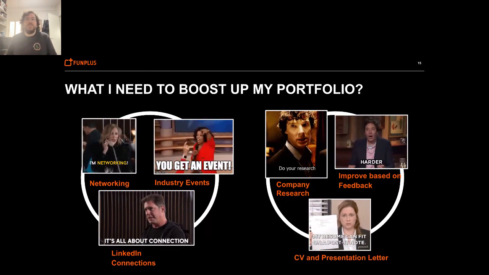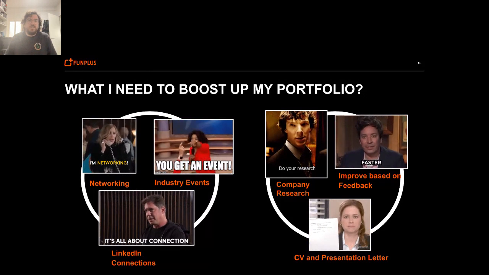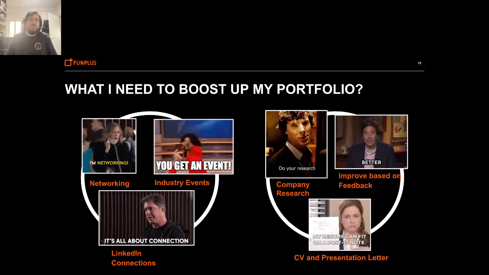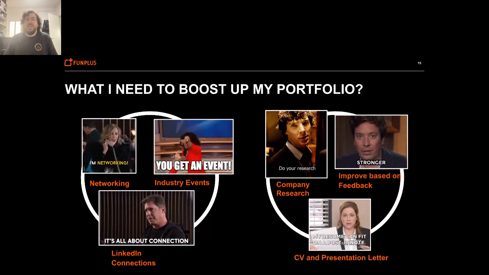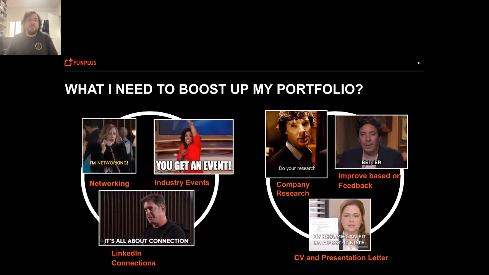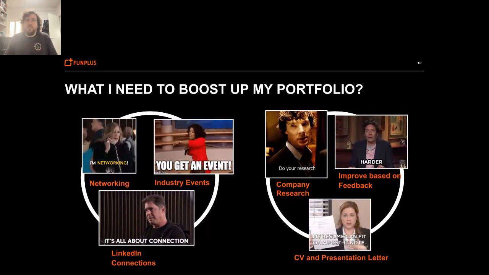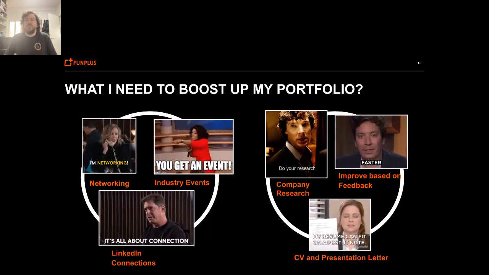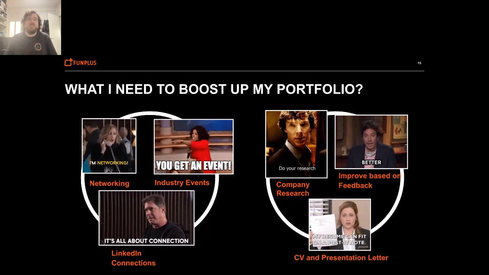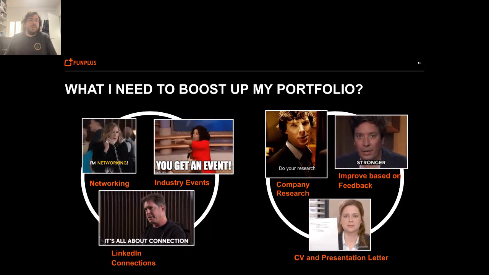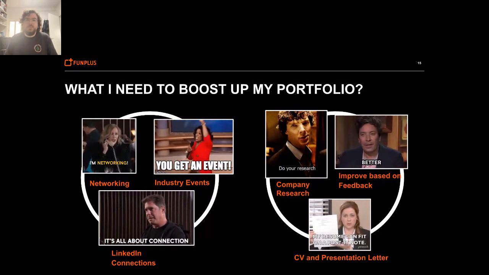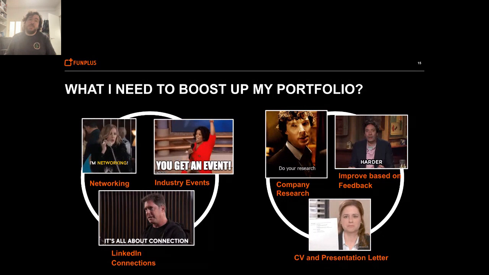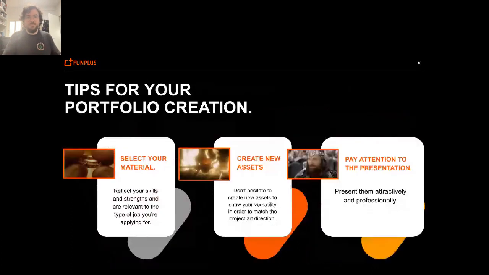In summary, it's important to research the company well, tailor your portfolio to their needs, and accompany it with a good networking session to maximize your chance of success. With all this knowledge, your success ratio will be higher. So now let's focus again on the portfolio itself, with some tips for your portfolio creation.